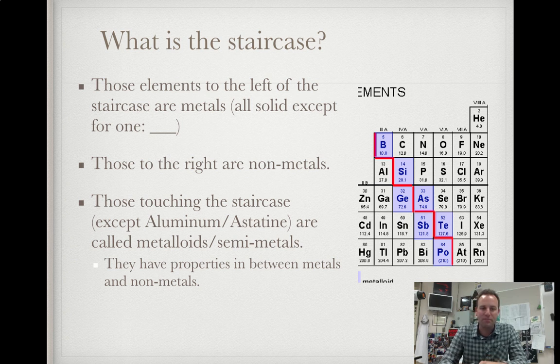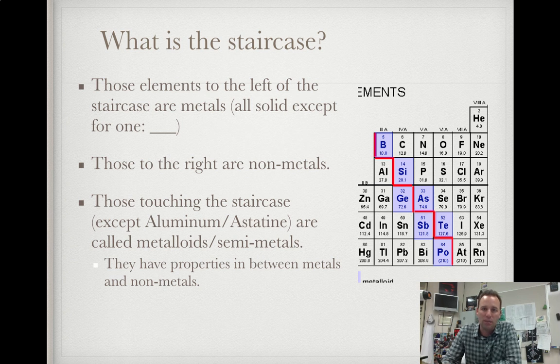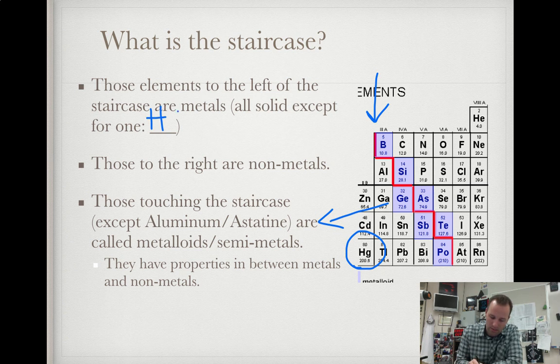It's pretty funny. Great dividing line on the periodic table is this idea of the staircase, okay? And it's over on the right hand side, and it goes down from boron all the way down to polonium. And the elements that are to the left of the staircase, everything to the left of the staircase, are metals, and all of them are solid except which one? Do you know? If you said mercury, you are correct. Okay, mercury is the correct answer. That's a liquid at room temperature.